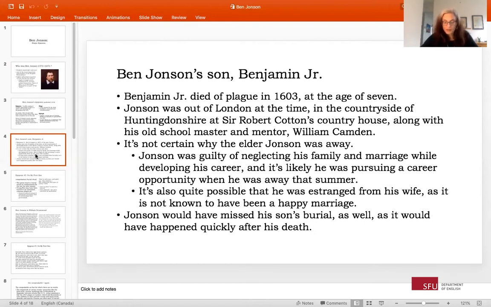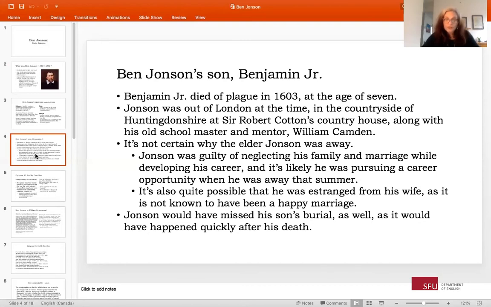Jonson was guilty of neglecting his marriage and his family while he developed his career. And it's quite likely that he was pursuing a career opportunity when he was away that summer. It is also quite possible that he was estranged from his wife, as there's not a lot known about his marriage, but it does not seem to have been a happy marriage. So arguably, Jonson neglected his patriarchal duties by being away at this time. It was considered the head of the household's obligation to look after his family and household during plague times, during all times, and particularly during difficult times.